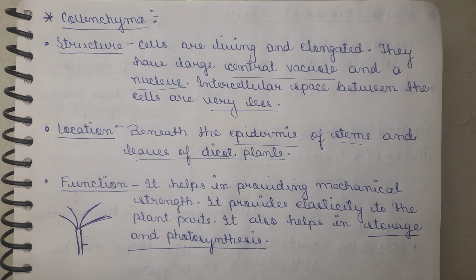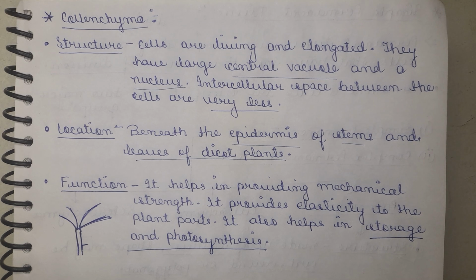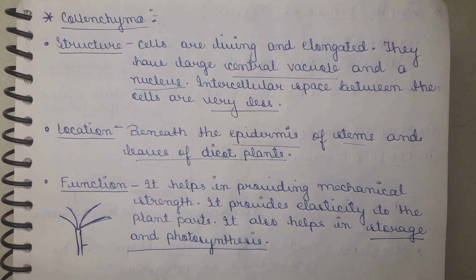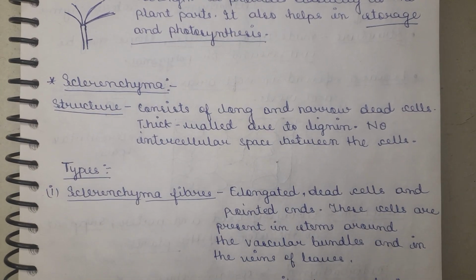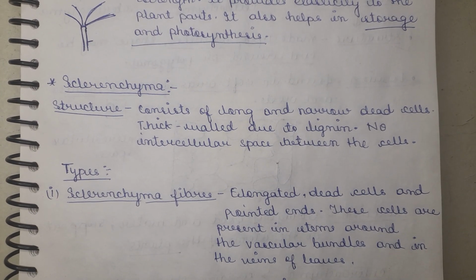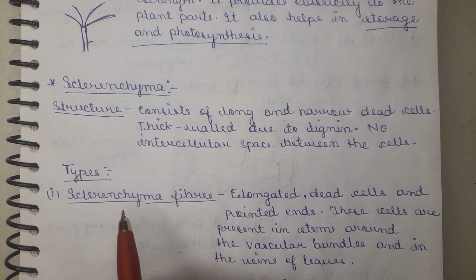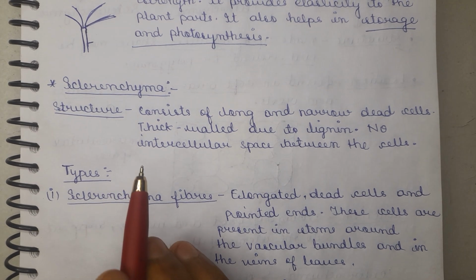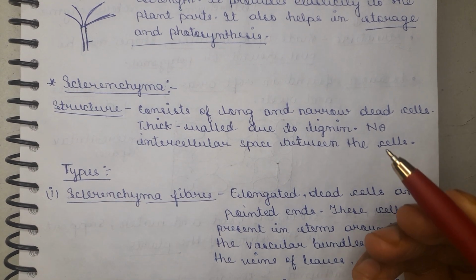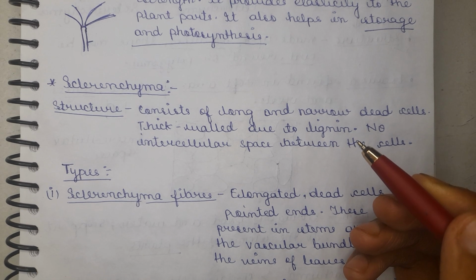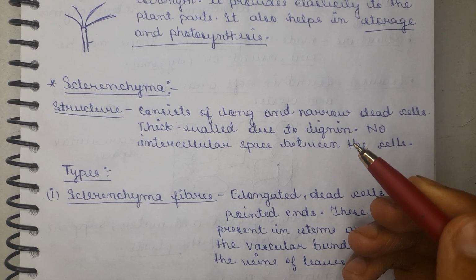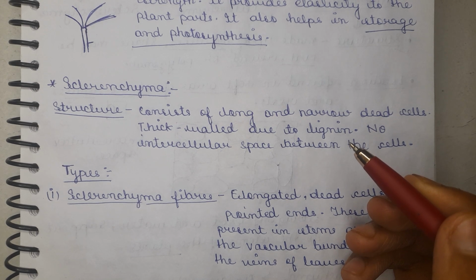Now we are going to look at the third and last part of the simple permanent tissues, that is sclerenchyma. Where is sclerenchyma located? These are mainly found as dead cells, present inside the veins of a leaf. We all know that leaves consist of veins in the shape of parallel venation, or we can say reticulate venation.